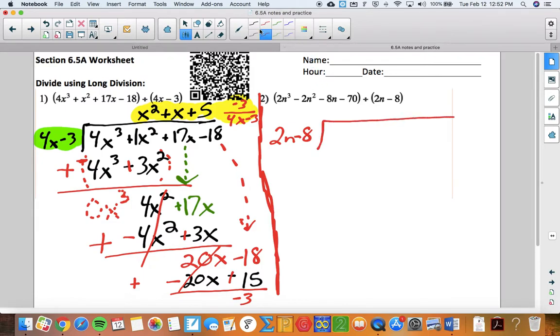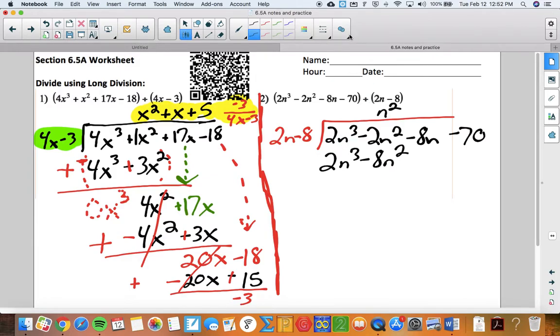How many times does that go into 2n to the third minus 2n squared minus 8n minus 70? Ready, set, go. So I want to know, what do I have to multiply 2n by to get 2n to the third? That would be n squared. So when I distribute n squared to both of these terms, you get 2n to the third minus 8n squared. Make both of these symbols the opposite and then add the like terms together.